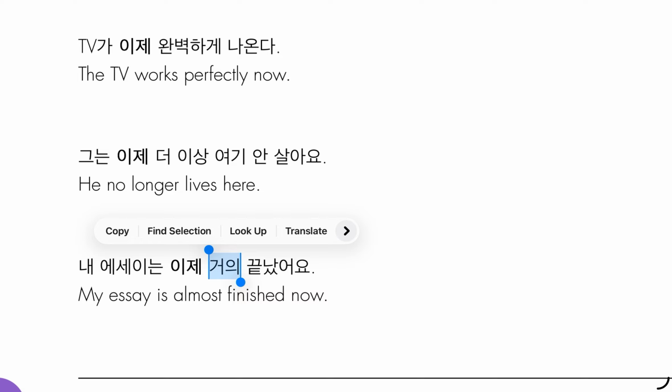almost, 거의, 끝났어요, finished. So before this, I've been working for like 2 hours on my essay, but at the time that I'm saying this, 이제, from this moment on, I'm almost done with it. So that's the difference. 지금, right now, in this moment, 이제, from this moment on.